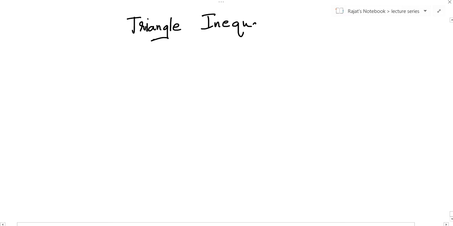Triangle inequality. So let me just clarify that triangle inequality is not limited to complex number. As the name suggests, triangle inequality is a property of triangles. Okay, and complex number, or the argand plane to be more precise, is just a mode in which you can draw the triangle.